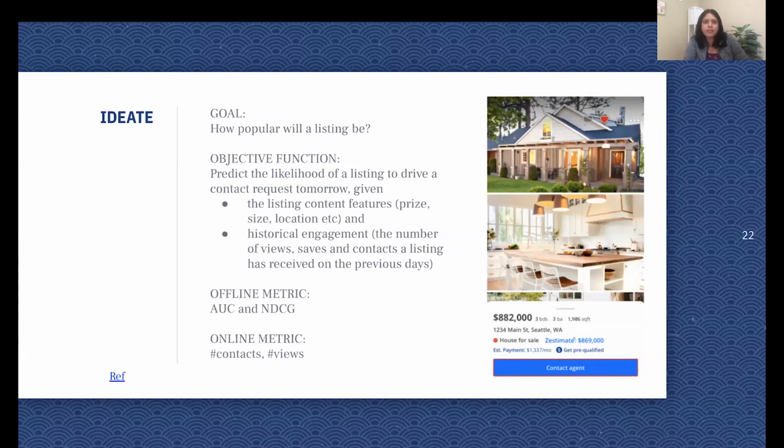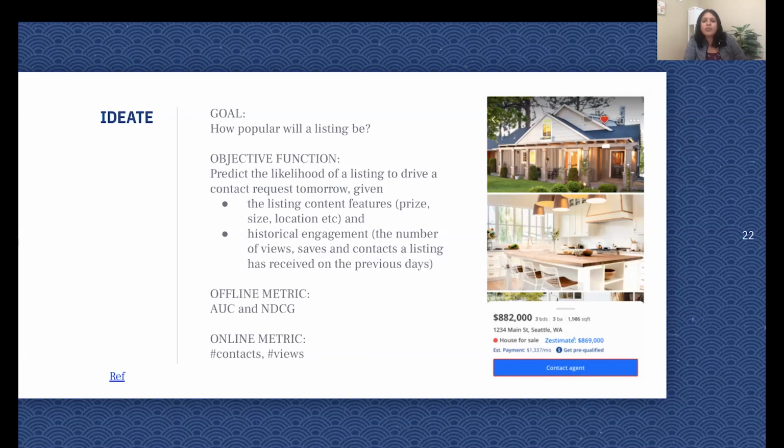that button. Now, the problem that we wanted to solve here is how popular will this listing be in a few days' time or maybe tomorrow. So the way we define our objective function is we predict the likelihood of a listing to drive contact requests tomorrow, given details about the listing, like price, size, location, etc. Or historical engagement, like number of views, saves, contacts.